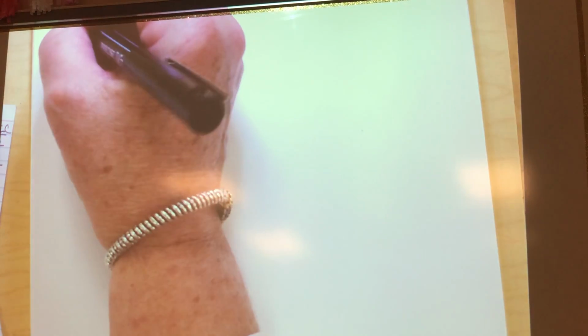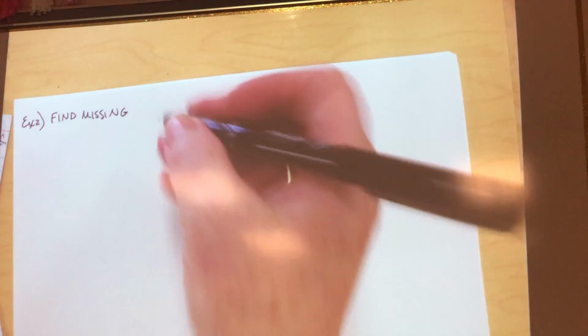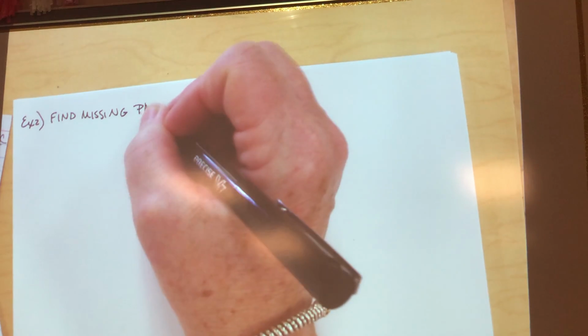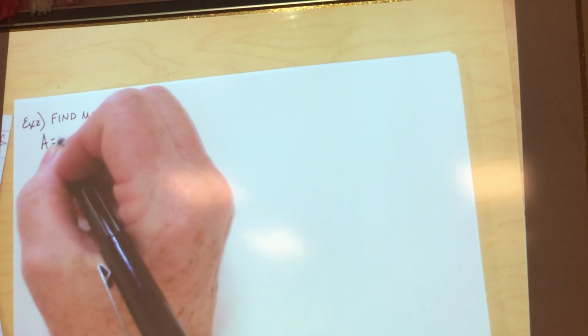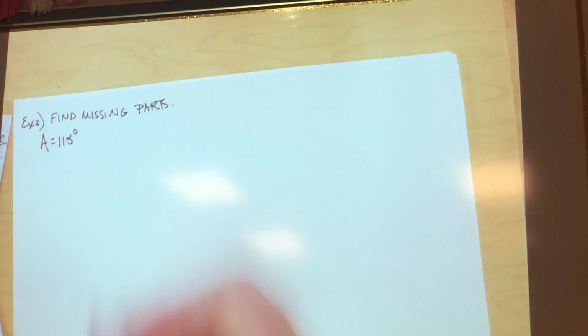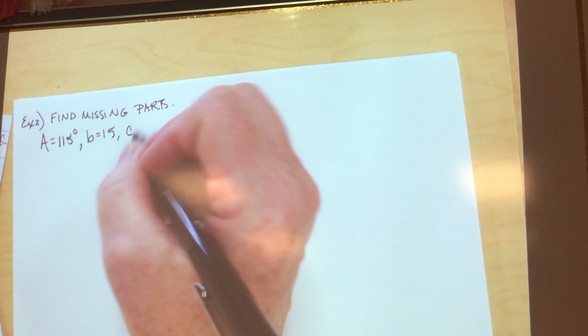So this is example 2, and it says find the missing parts. Y'all can't see it, sorry. Okay, so I'm gonna tell you that angle A is 115 degrees. I'm gonna tell you that side B is 15 and side C is 10.